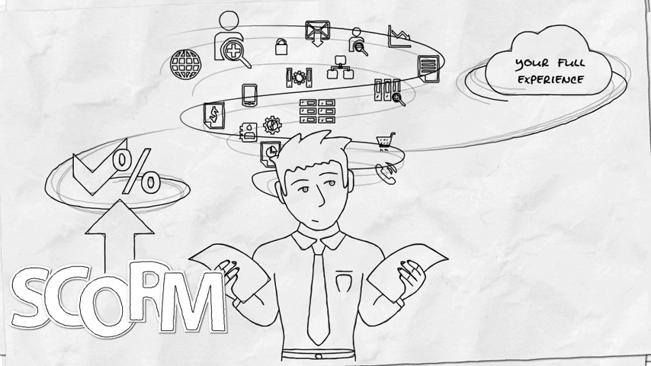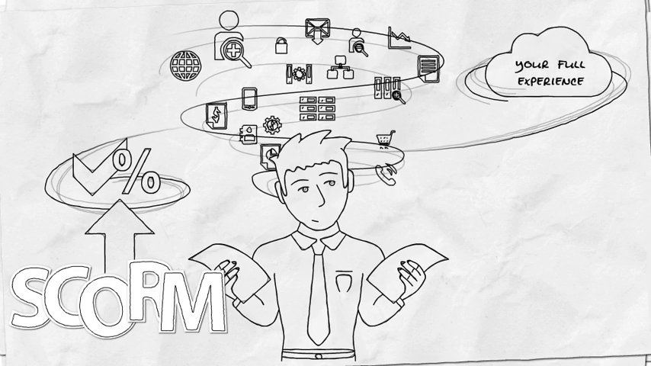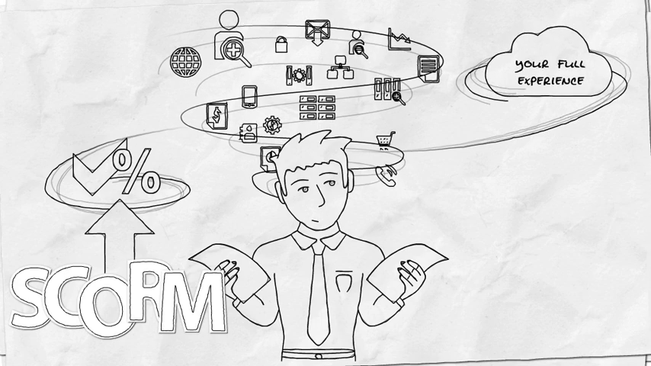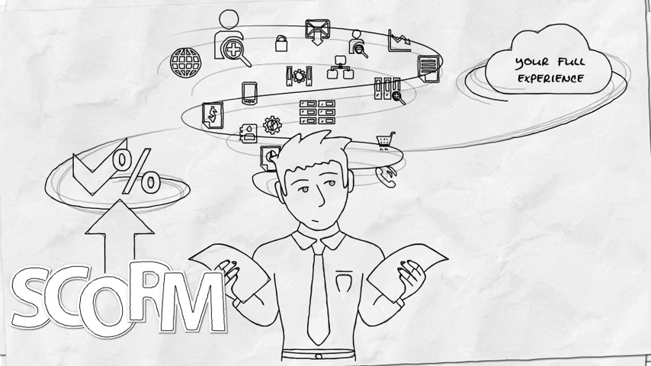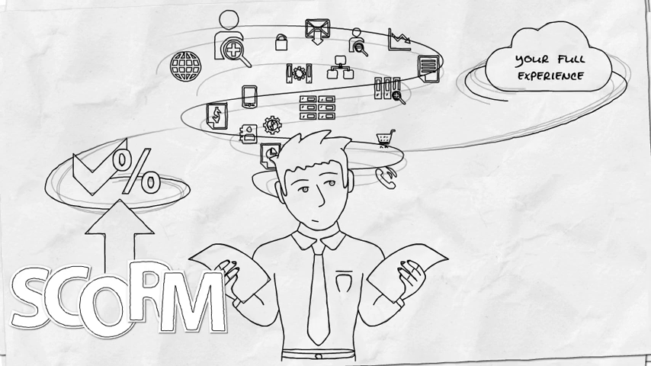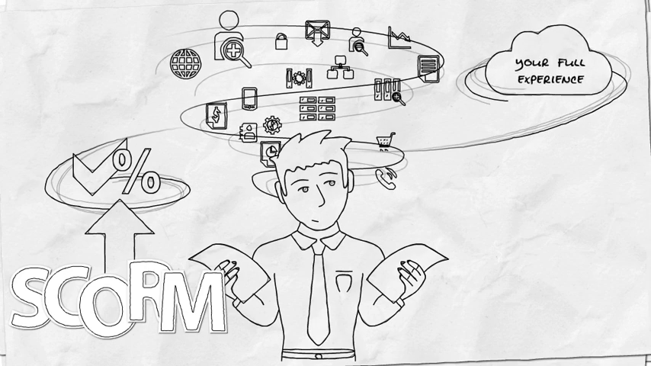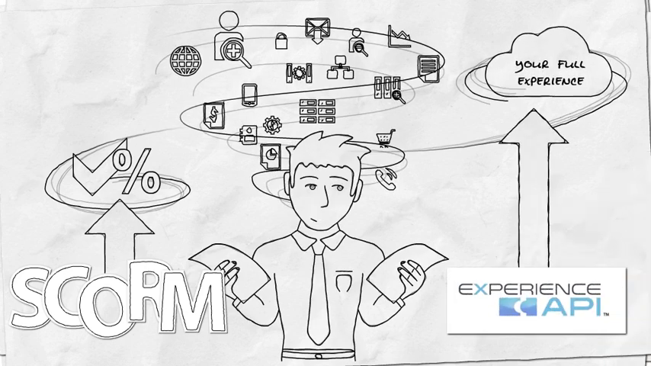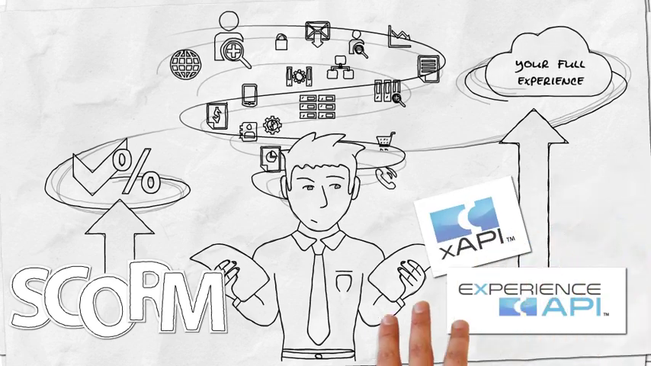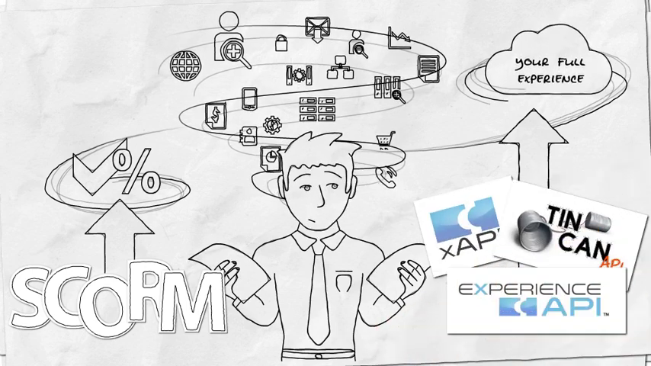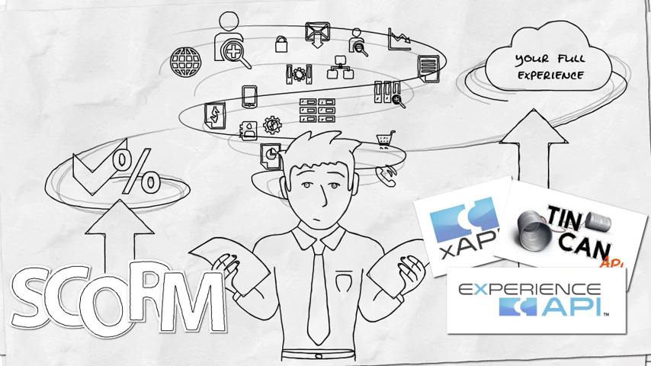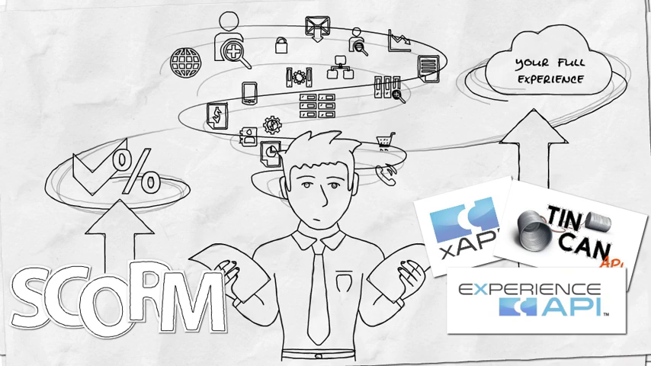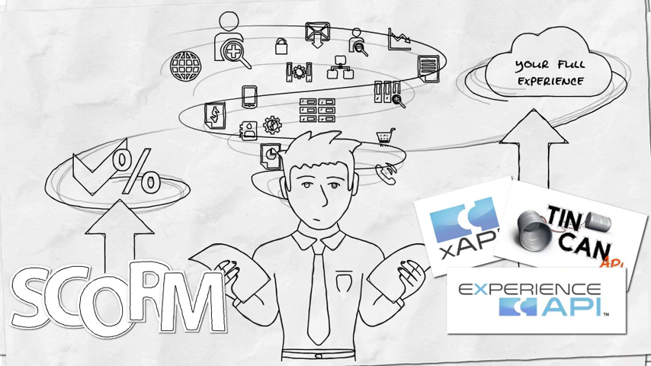This is precisely what the authors of SCORM sought to correct. Understanding the value of a universal language like SCORM, yet trying to incorporate the many ways you learn, they've developed the Experience API. It's also called the X API and the Tin Can API. Why three names for the exact same thing? I don't know. That part will have to remain a mystery.